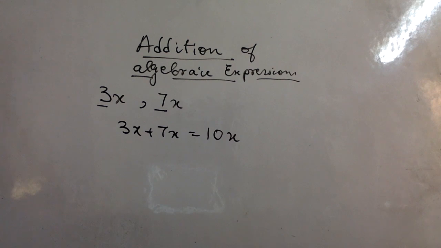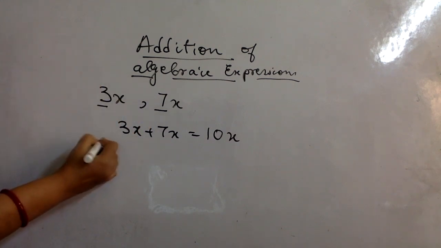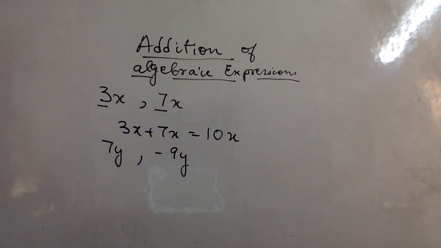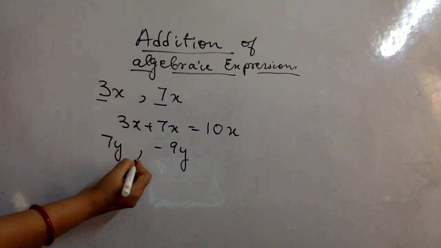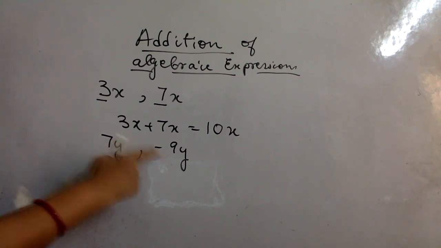Now I know all of you will be able to do this. The problem starts when you see these numbers with different signs. That is, let's take 7y and a minus 9y. Then starts the problem, what to do next. So 7y and minus 9y. Of course, they are like terms, but the problem is 7 and minus 9.